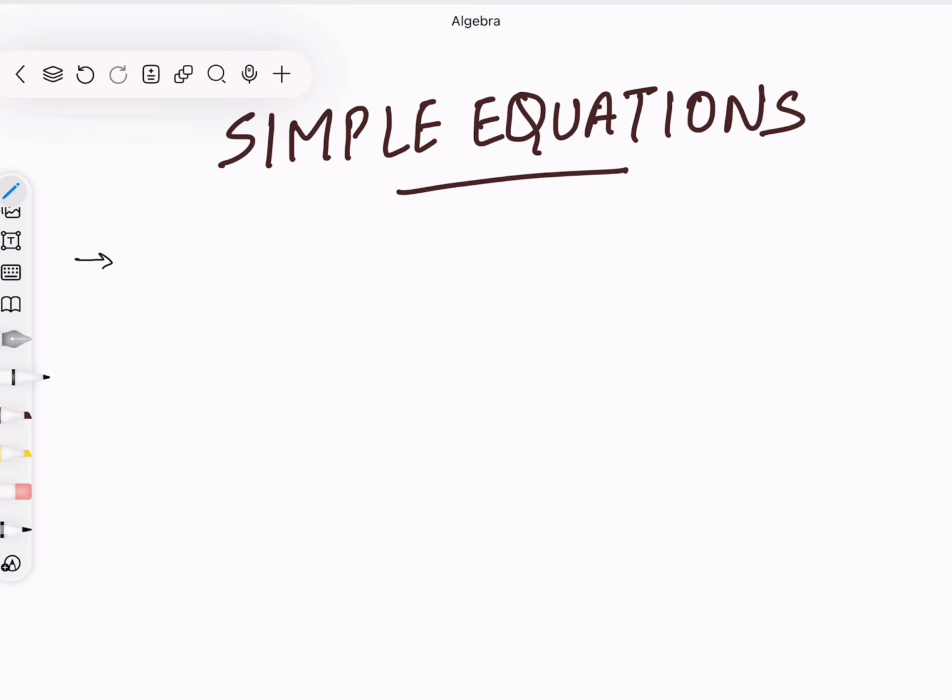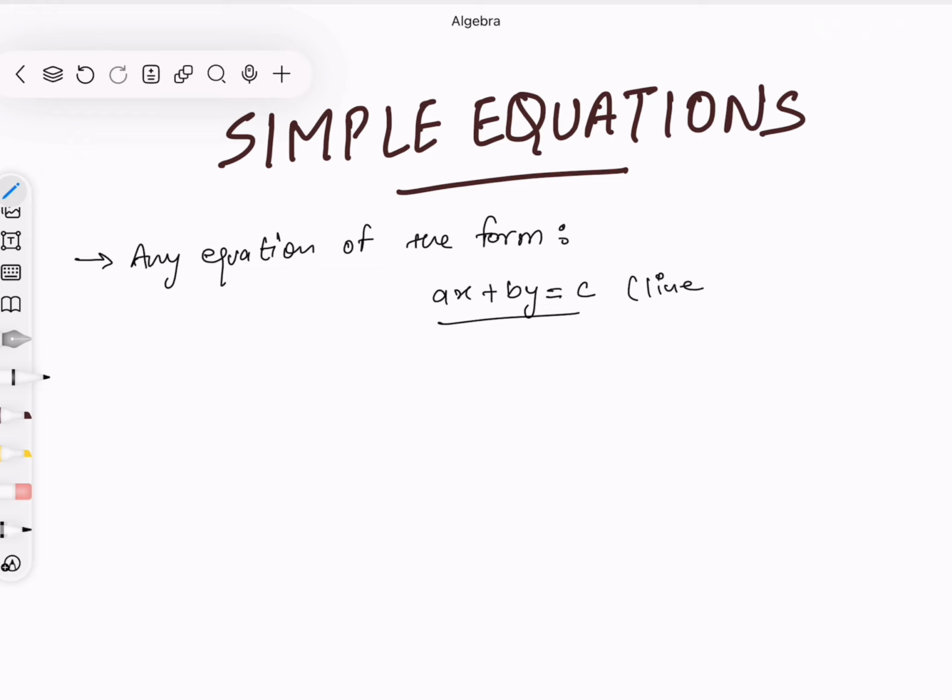Understanding simple equations is pretty simple actually. We are going to talk about linear equations, in fact. Any equation that is of the form ax plus by plus c equals 0, or ax plus by equals c. If there is any equation of this form, then it is a linear equation.